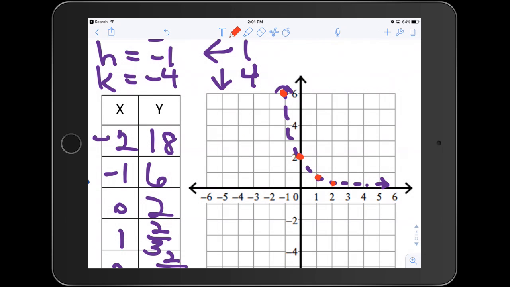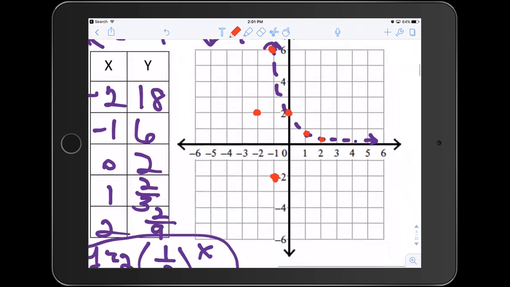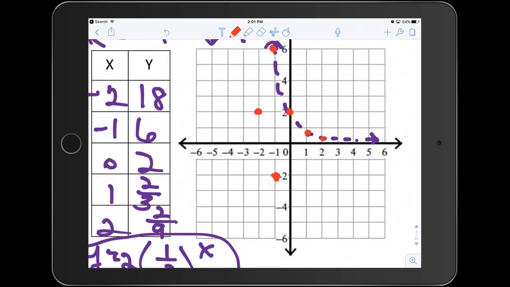1, 2, 3, 4. So there's that one. Over 1, 1, 2, 3, 4. There's that one. And then this one's a little tricky. Over 1, 1, 2, 3, 4. And there's my y-intercept. So keep that in mind, that fella is the one that we're going to look at for the y-intercept. Over 1, 1, 2, 3, 4. And it's not perfect, but it's pretty good.